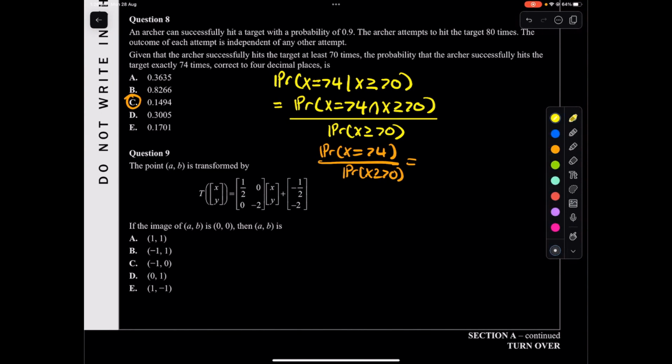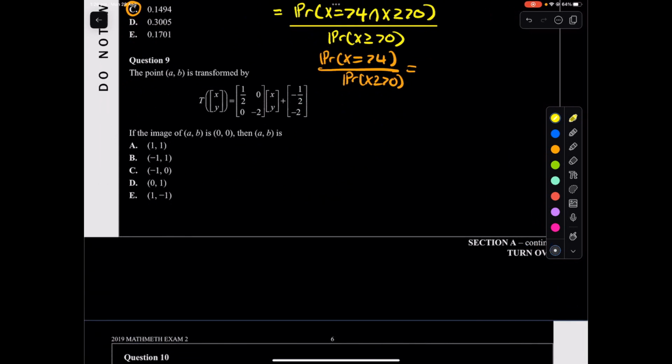Nice. All right. The point A, B is transformed by this matrix. The image of A and B is this. So if the transform of A and B is 0, 0, then A and B was this. So let's just simplify this, like expand this. So it'll be this matrix. So it'll be x dash equals half x minus half y, dash is equal to negative 2y minus 2.